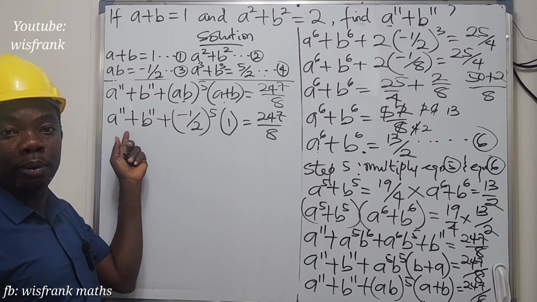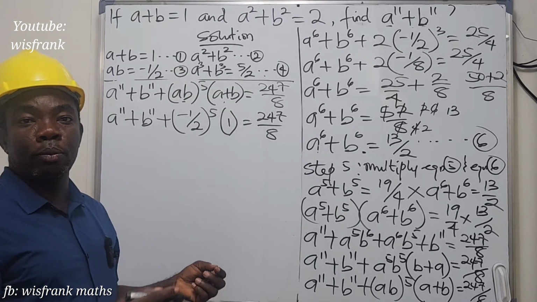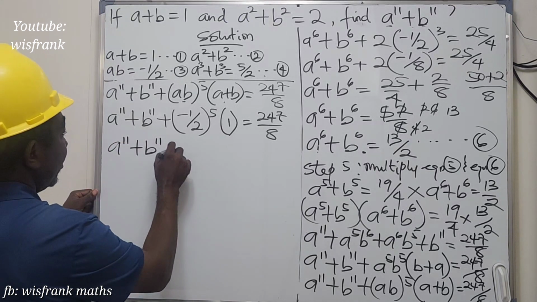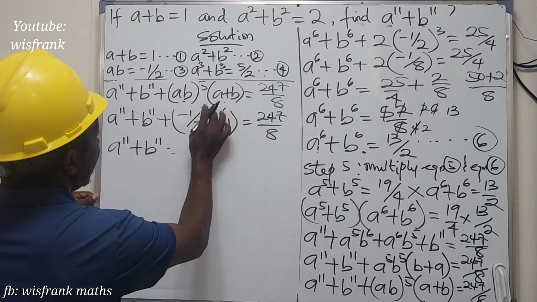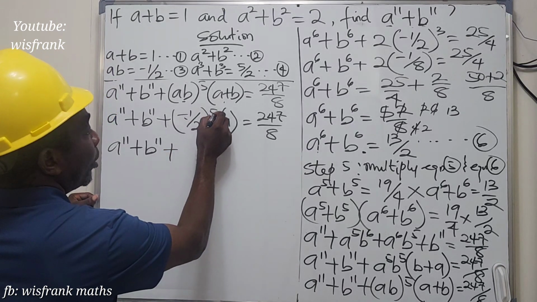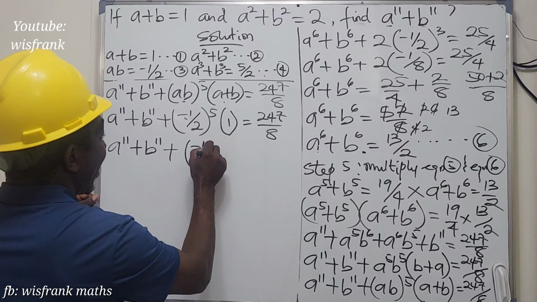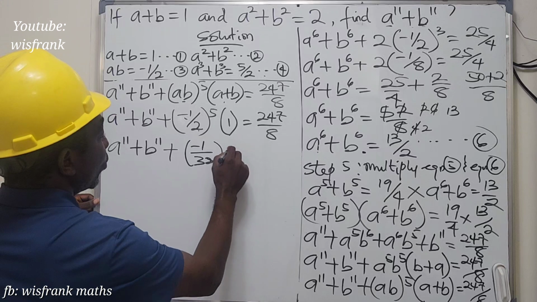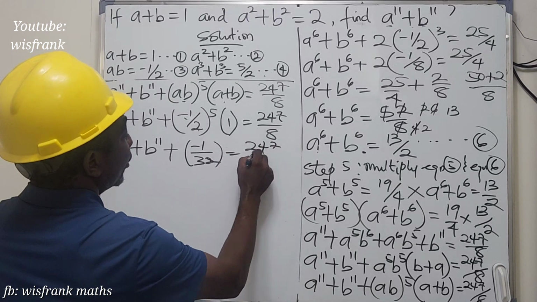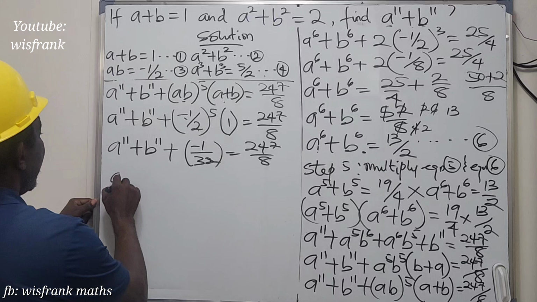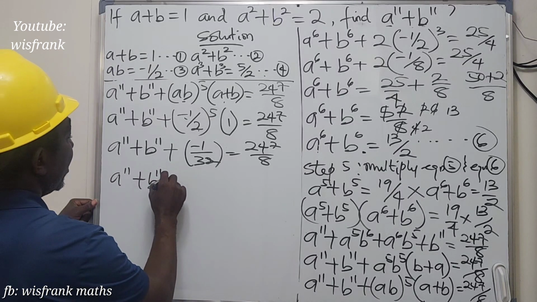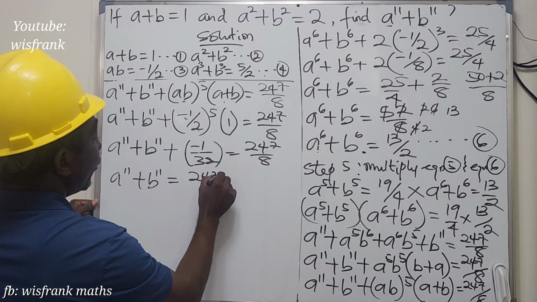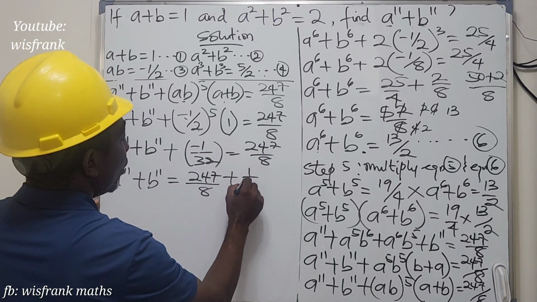We can see that we have a to the power of 11 plus b to the power of 11. So now we are going to move the constant to one side. So we have a to the power of 11 plus b to the power of 11 equals, let's expand this, plus minus 1 to the power of 5 becomes minus 1. Then 2 to the power of 5 is the same thing as 32. So times 1 is 1 equals 247 all over 8. So this is the same thing as a to the power of 11 plus b to the power of 11 equals, when this moves to the other side, it becomes positive. So we have 247 all over 8 plus 1 all over 32.